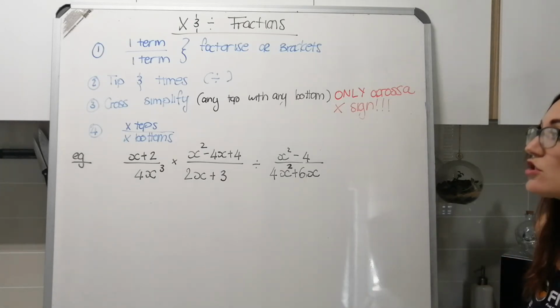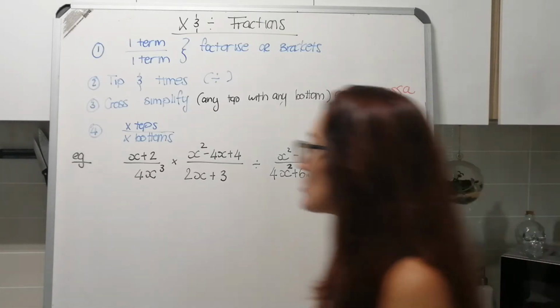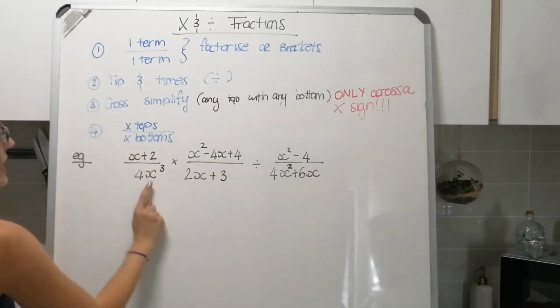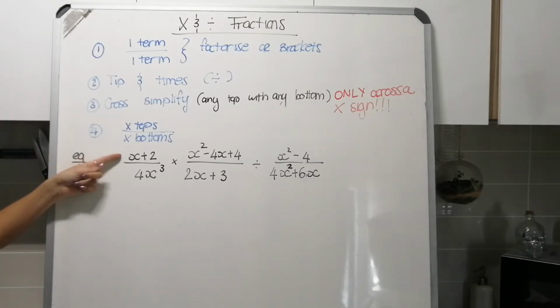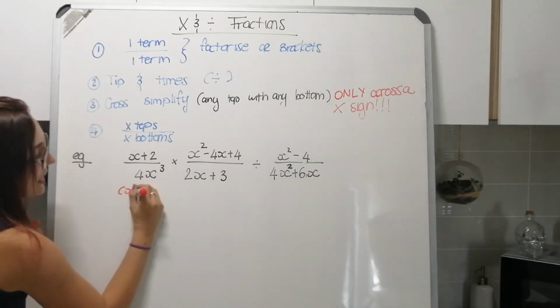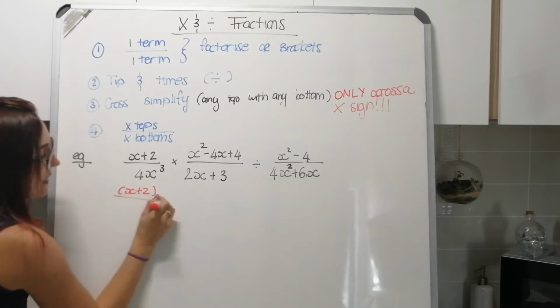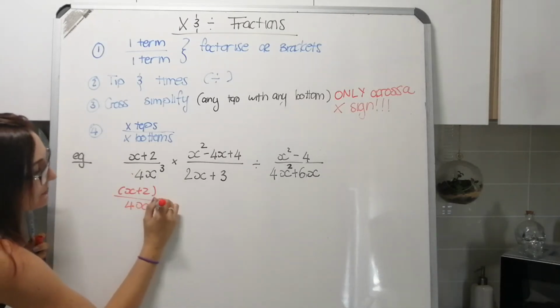So the first thing I need to do is make sure I have one term over one term for each of my fractions. Okay, so starting with my first fraction, that is 2 terms. I need to make it one term by either factorizing it or just putting brackets around it if I can't factorize. Now, I can't factorize that. So I'm just going to go ahead and put brackets around it. So that becomes x plus 2 in brackets. This denominator is already a single term, so I can leave it.